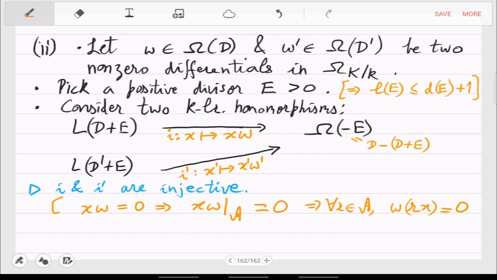But I mean, if you multiply an adele by x, it's an automorphism of adeles. Right? So it actually means that omega R is 0.